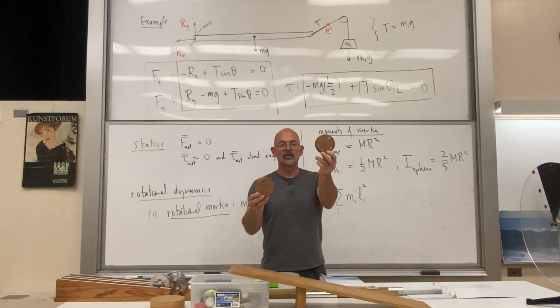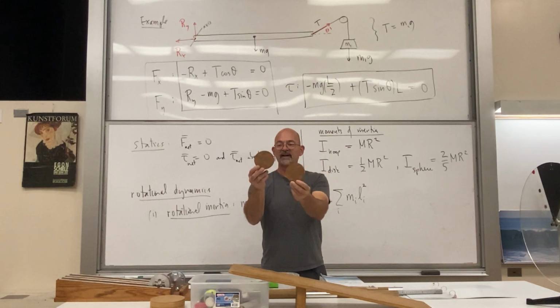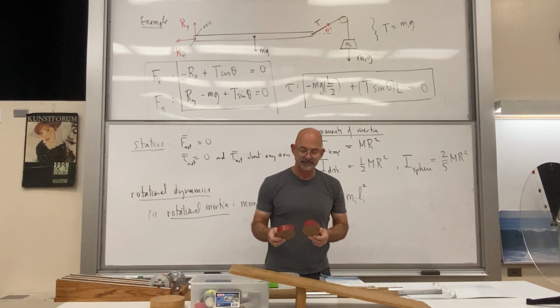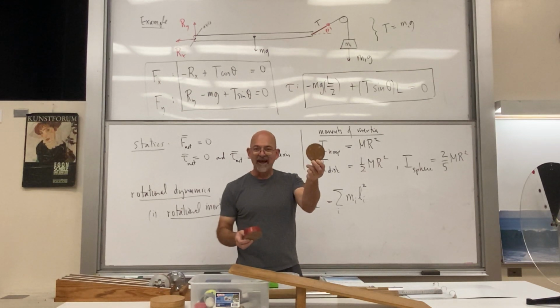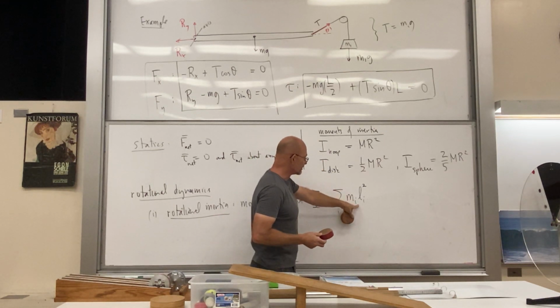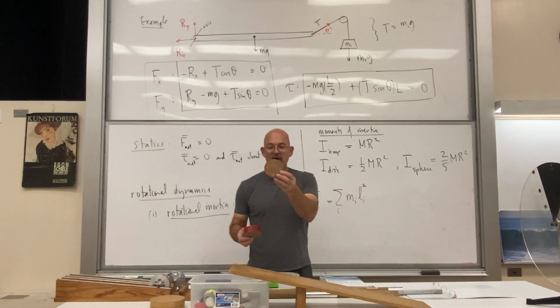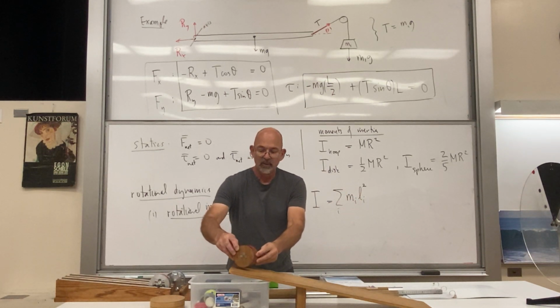On this one, the steel plugs are towards the outside. Here, they're towards the inside. So which one has the greatest moment of inertia? This one has more mass with greater L, right? More of the mass is out towards the outside. So this one has a greater moment of inertia. Which one's going to win the race?